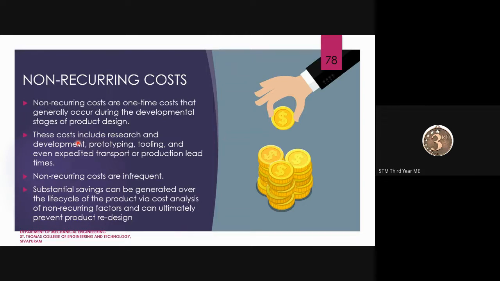Next is prototyping. Again, we are doing the testing, right? In the testing we are running many trial and error methods. We are testing the product for any failures, etc., and this is also a one-time cost.